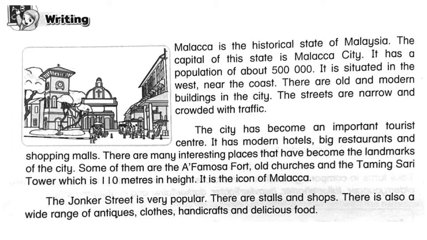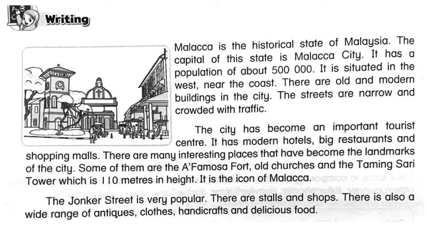The city has become an important tourist center. It has modern hotels, big restaurants, and shopping malls. There are many interesting places that have become the landmarks of the city. Some of them are the A Famosa Fort, old churches, and the Taming Sari Tower, which is 110 meters in height. It is the icon of Malacca. The Jonker Street is very popular. There are stalls and shops. There is also a wide range of antiques, clothes, handicrafts, and delicious food.